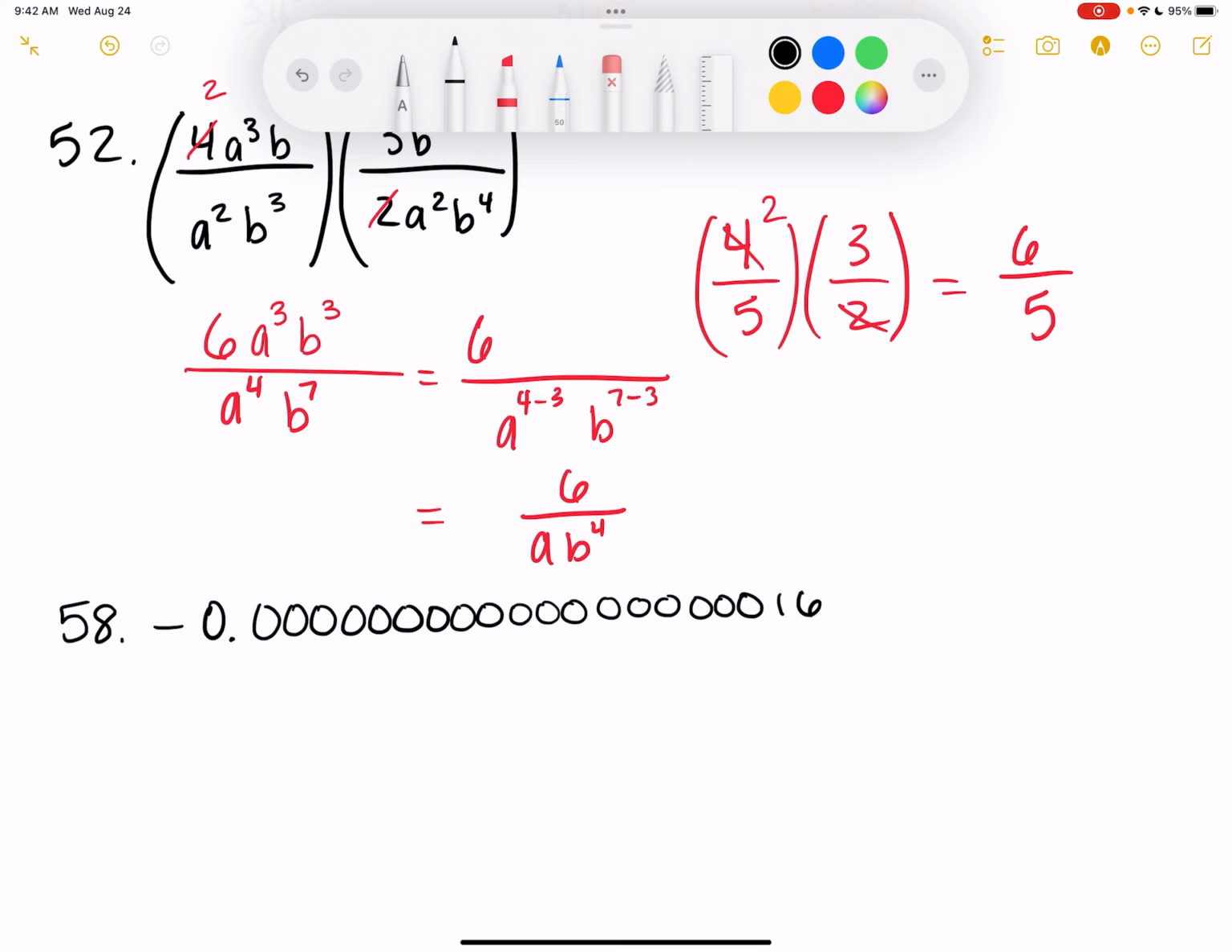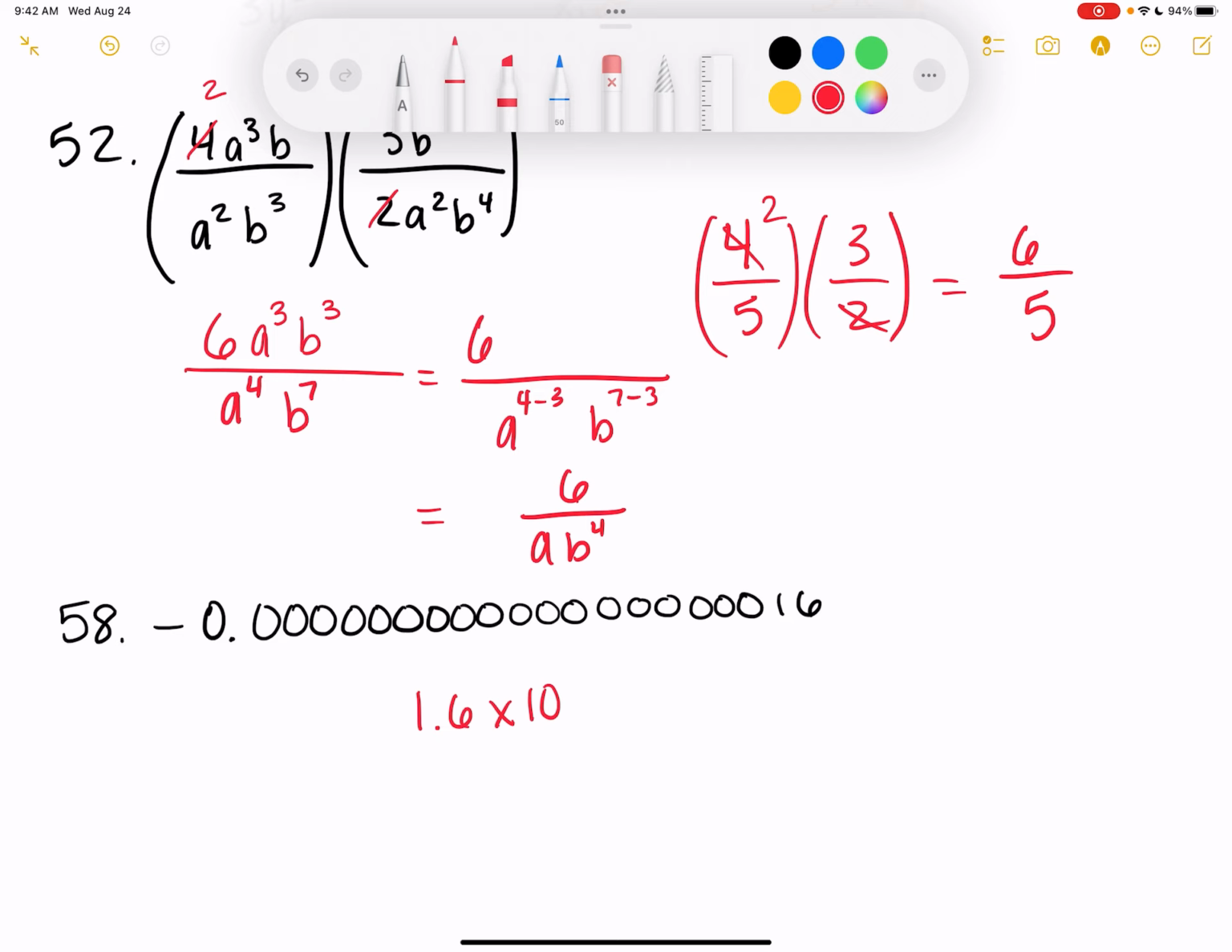The official problem says write the number in scientific notation. The electric charge in coulombs of an electron is about this number, and it wants you to rewrite it in scientific notation. So how would I rewrite this in scientific notation? 1.6 times 10 to the 18. Negative 18.